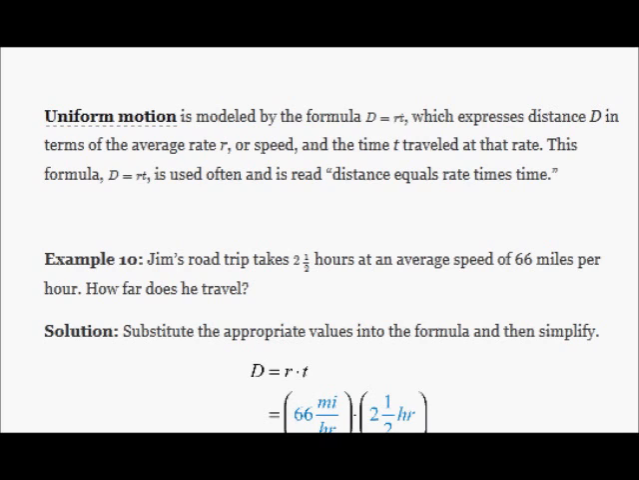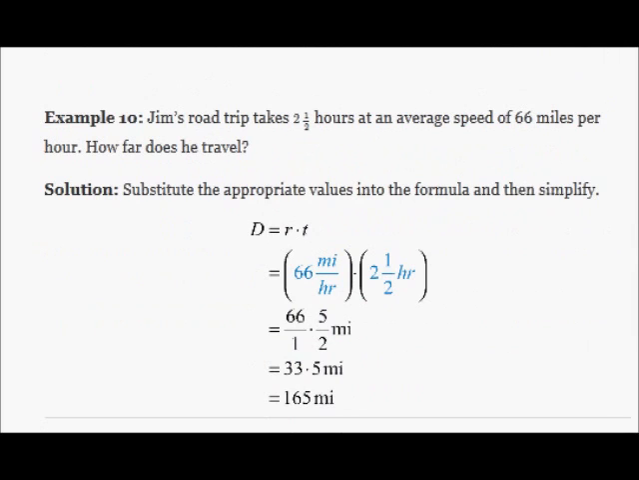Okay, well his road trip took 2.5 hours. That's time. His speed, 66 miles per hour, is his rate or his velocity. Well, we're just going to say rate here because that's how this formula is defined. So we know what R is and we know what T is, and we want to find out how far he traveled, which is the distance he travels, which is D. So D equals R times T equals 66 miles an hour for 2.5 hours. 66 times 5 halves is equal to 33.5 miles.